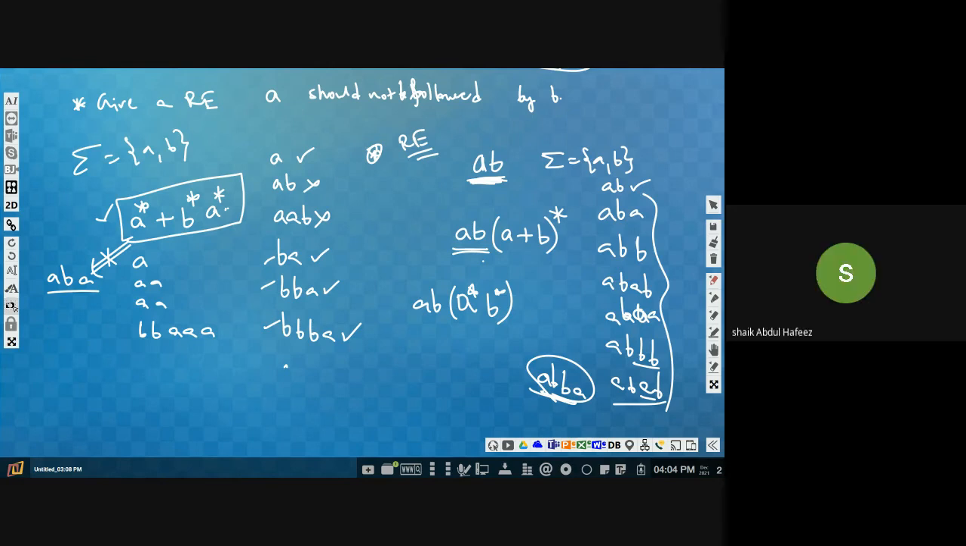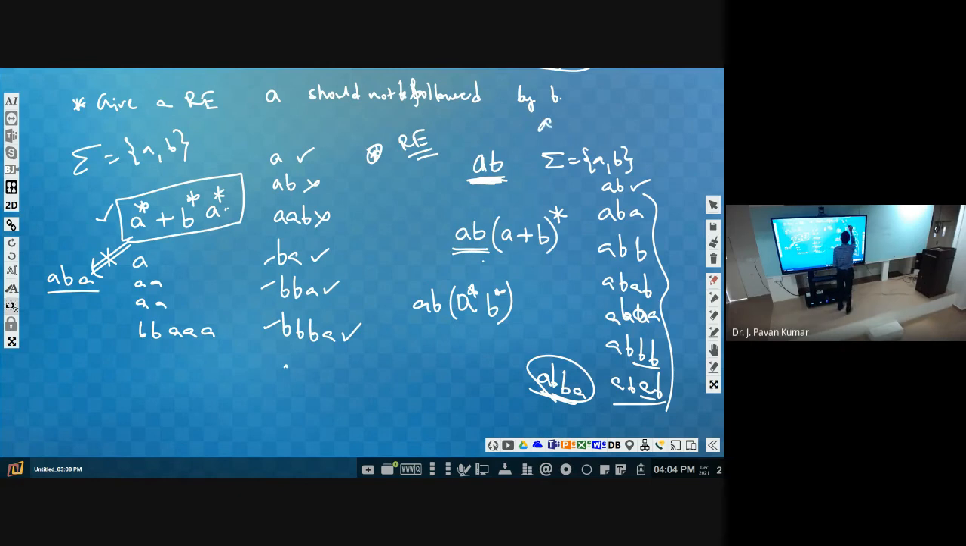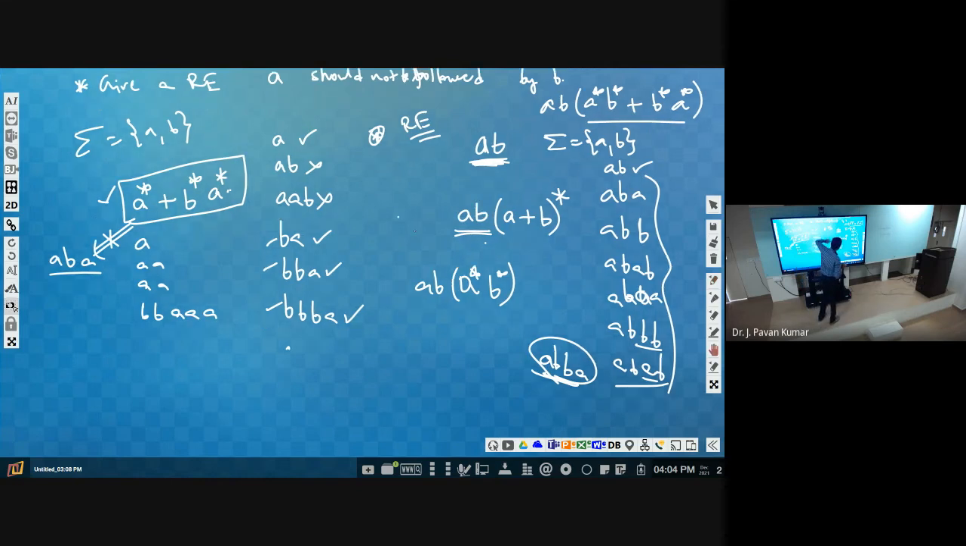Sir, is this right? AB into A star B star plus B star A star. Yes, AB into A star B star plus B star A star will also give the same thing. Correct? Yes, sir.